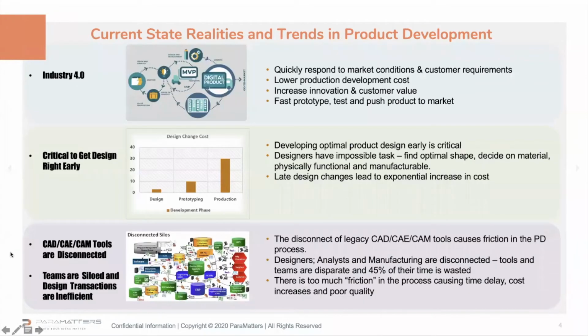Next slide. So I want to talk a little bit about how we see the market and why things need to change. First of all, Industry 4.0 is really driving faster time to market, more innovative products. It's a tough competitive landscape, especially given what's going on with COVID. It's really important to be able to innovate fast and reduce costs of development.